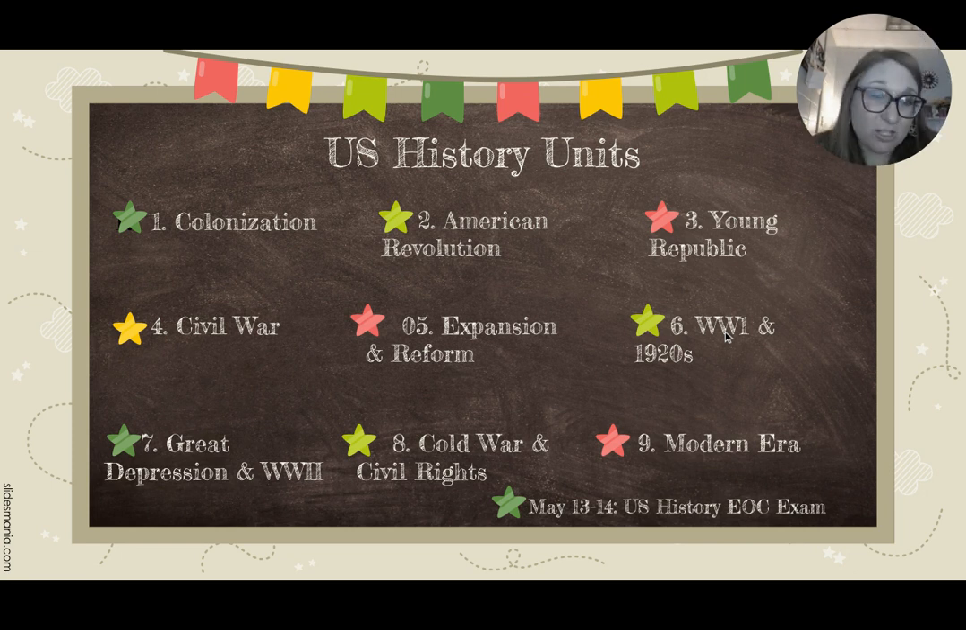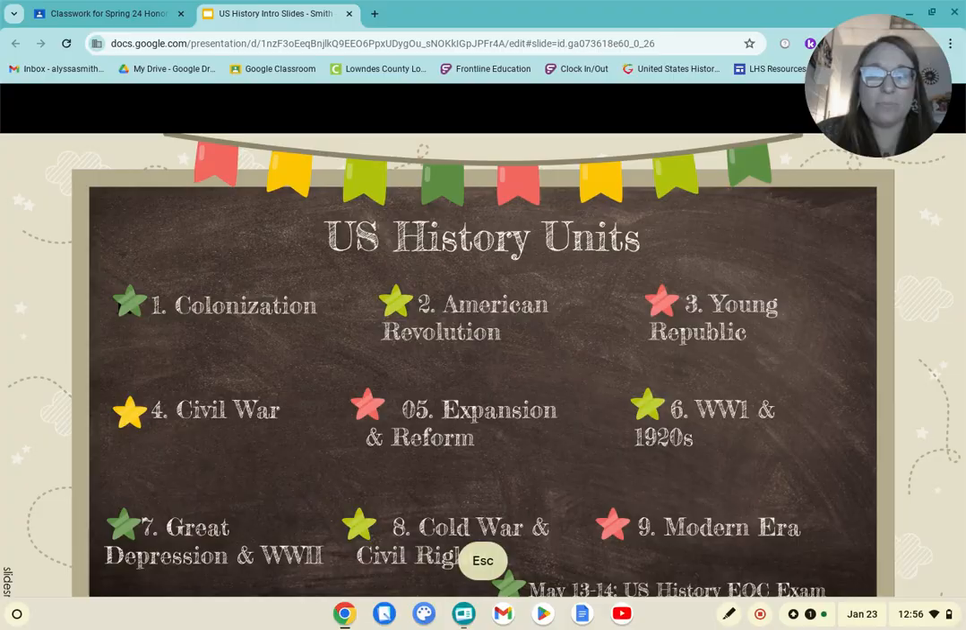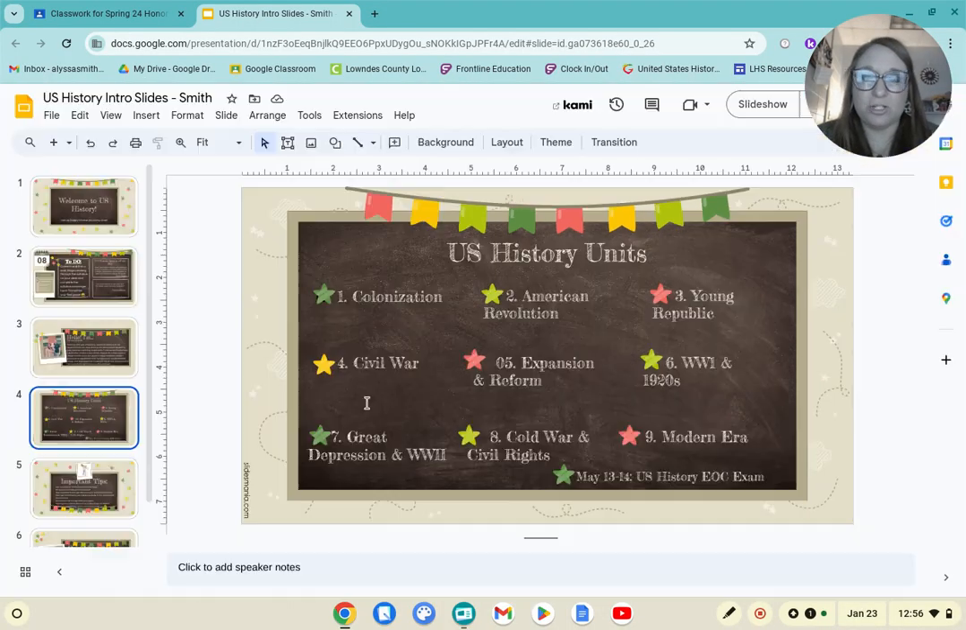Now, I told you that this course ends with an end-of-course exam. So on May 13th and 14th is when we take our U.S. history exam. It is 20% of student scores, and it is a standardized state-given test, but that will count as 20% of their grade. But I know your students are going to do great. They're going to be well prepared for sure.